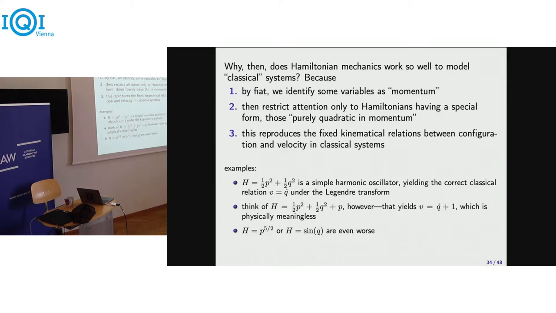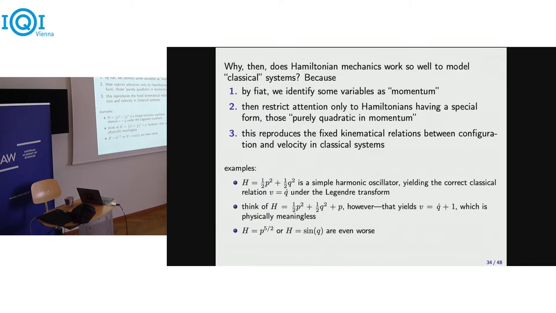Now, this addresses your question, Chasov. So why then does Hamiltonian mechanics work so well to model classical systems? Because by fiat, we identify some variables as momentum, and this is the really important part. We restrict attention only to Hamiltonians having a special form, those that are purely quadratic in the momentum. For this very special class of Hamiltonians, this reproduces the fixed kinematical relations between configuration and velocity in classical systems. For this very special class of Hamiltonians, we can do what you suggested. But there's nothing intrinsic to Hamiltonian mechanics that says I can only ever have a Hamiltonian that's purely quadratic in momentum.